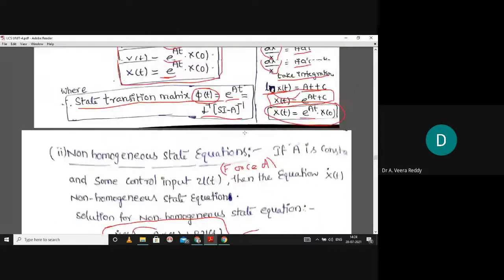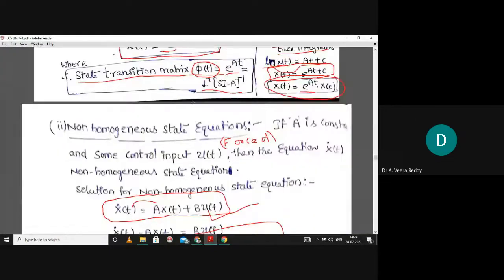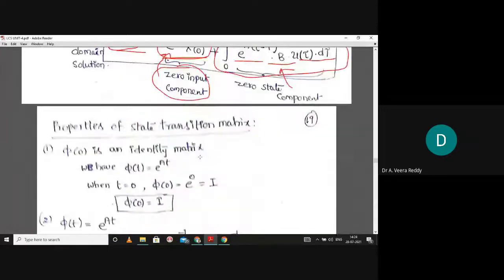So in the homogeneous case also, this L inverse of (sI minus A) whole inverse into x of 0 is very easy rather than e power At into x of 0, because whenever you use e power At, you have to expand the exponential series of e power At. Rather than that, this Laplace transform method is very important, and very easy also. In a similar manner, we'll see how to solve the non-homogeneous state equation using Laplace transform. Thereafter, we'll go for some problems and the remaining important properties of STM in the next class.